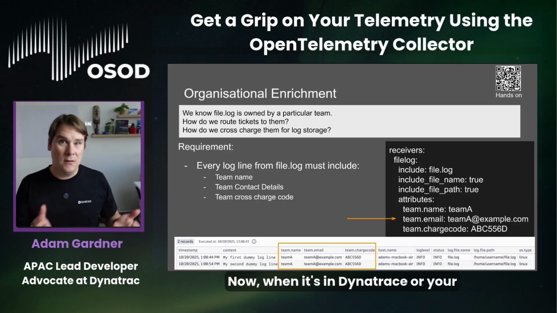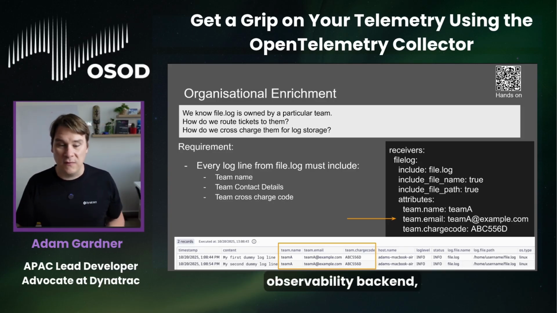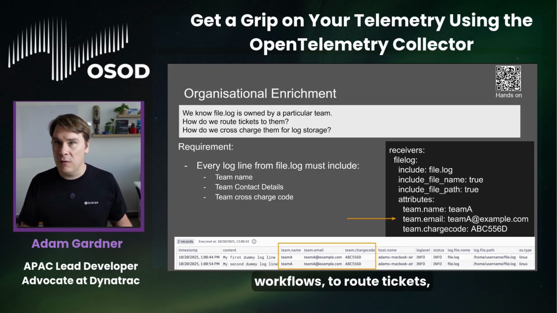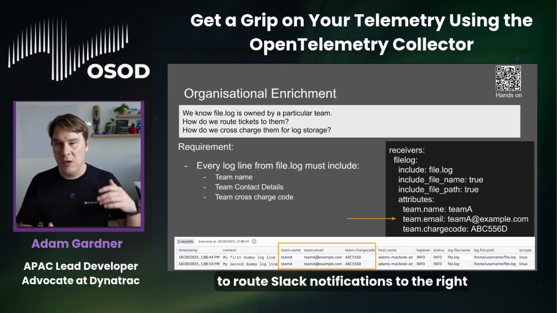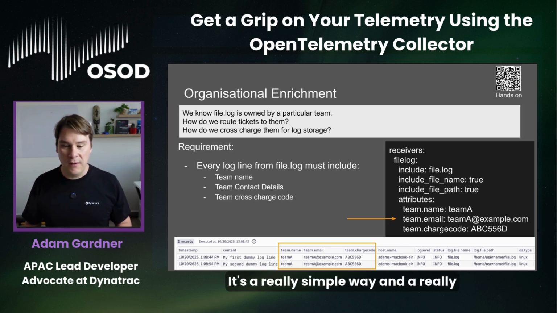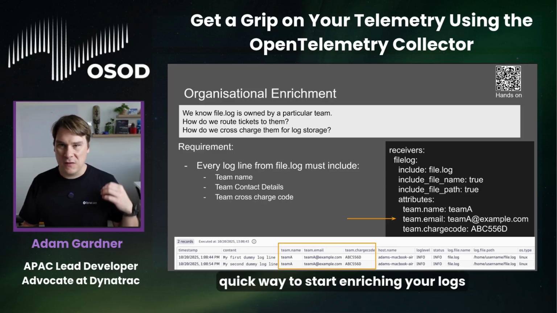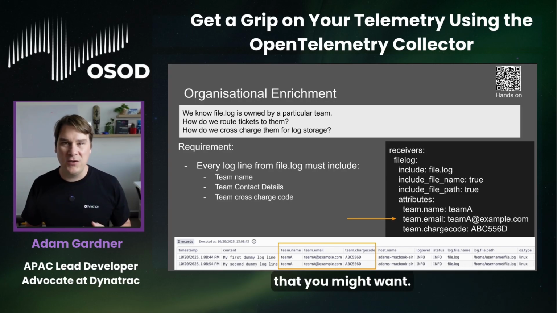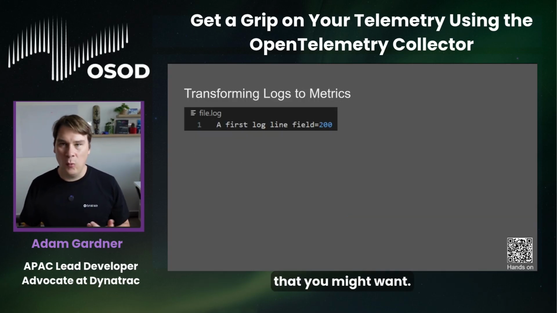Now, when it's in Dynatrace or your observability backend, you can use this information to run workflows, to route tickets, to route Slack notifications to the right channels, and so on and so forth. It's a really simple and really quick way to start enriching your logs with really important information that you might want.